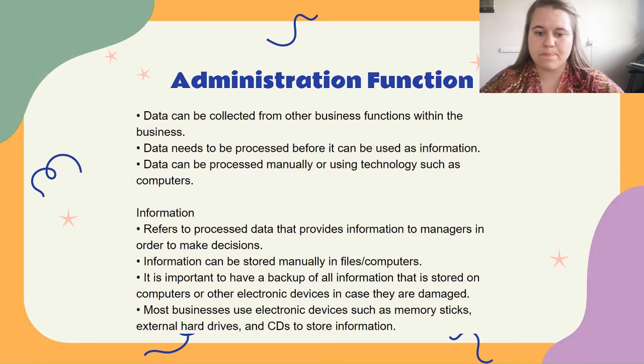Information, on the other hand, refers to processed data that provides information to managers in order to make decisions. Information can be stored manually in files or on computers. It is important to have a backup of all information that is stored on computers or electronic devices in case they are damaged. Most businesses make use of electronic devices such as memory sticks, external hard drives, and CDs to store information.